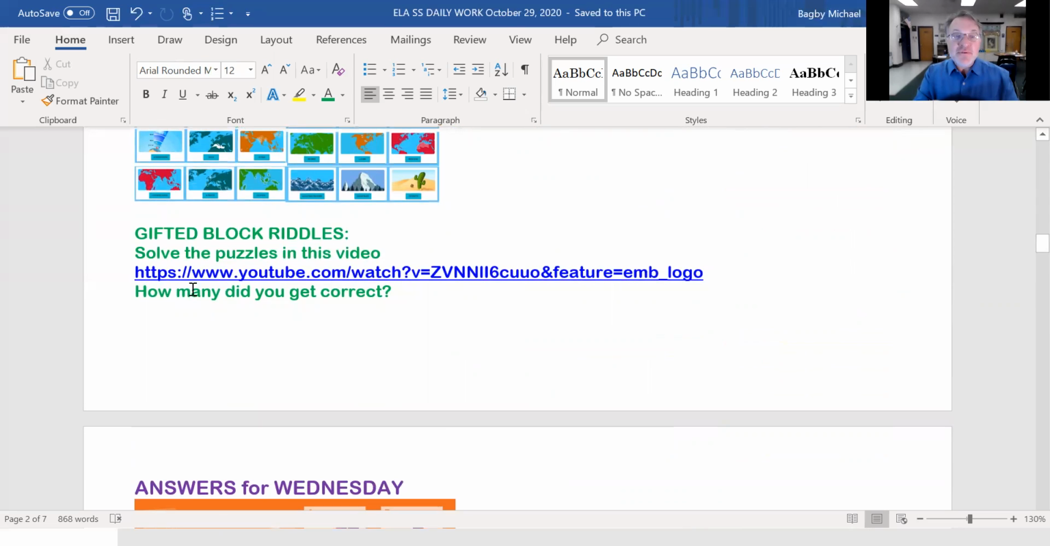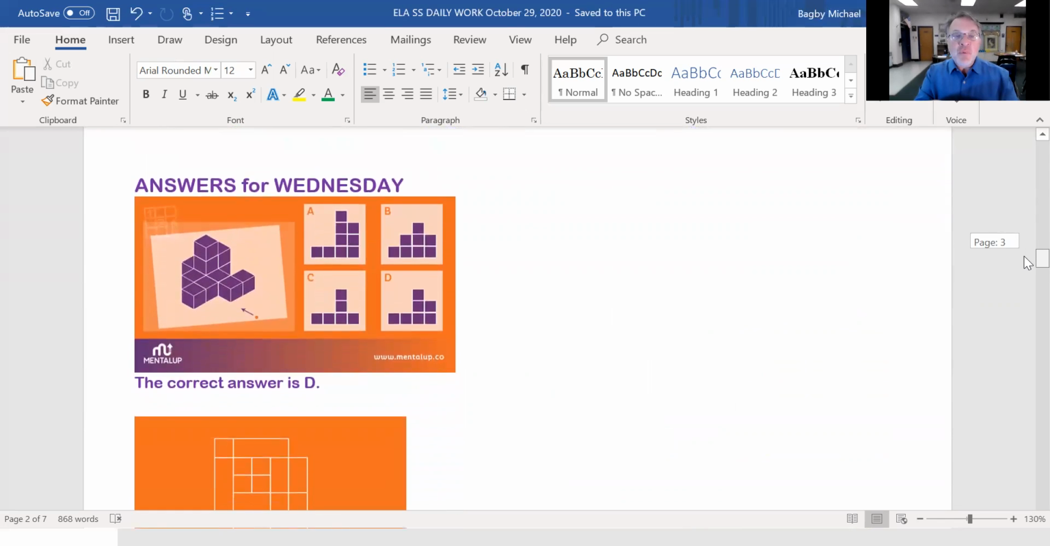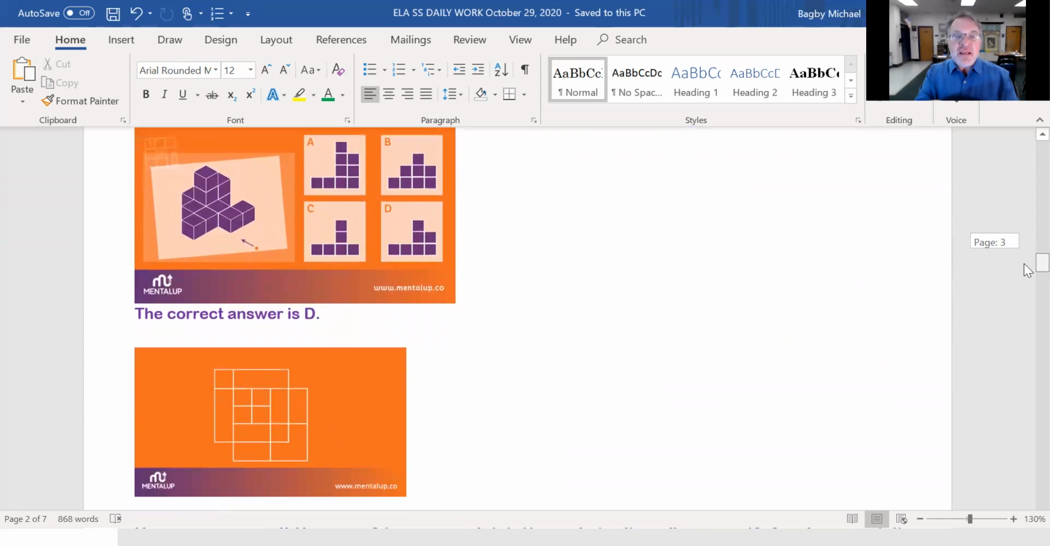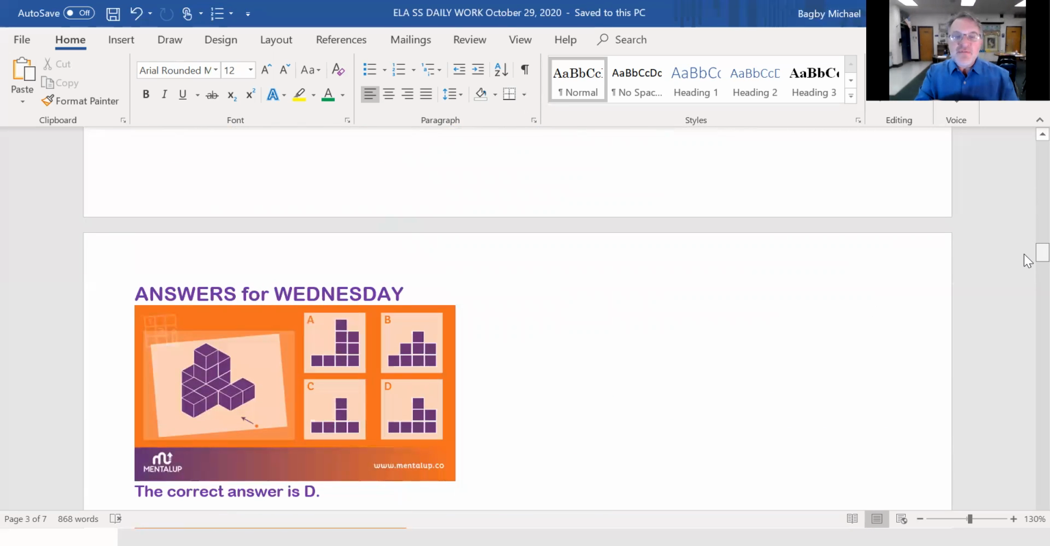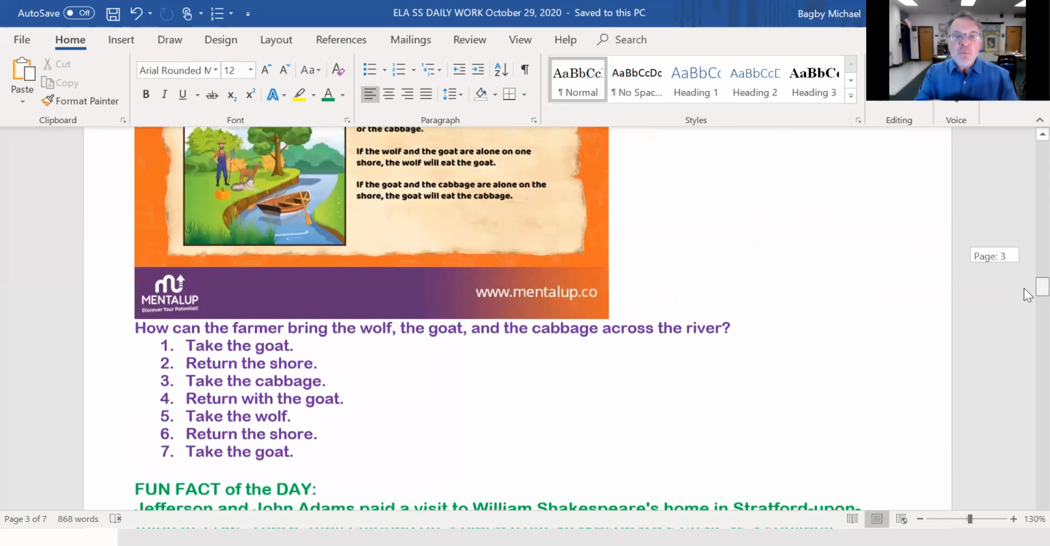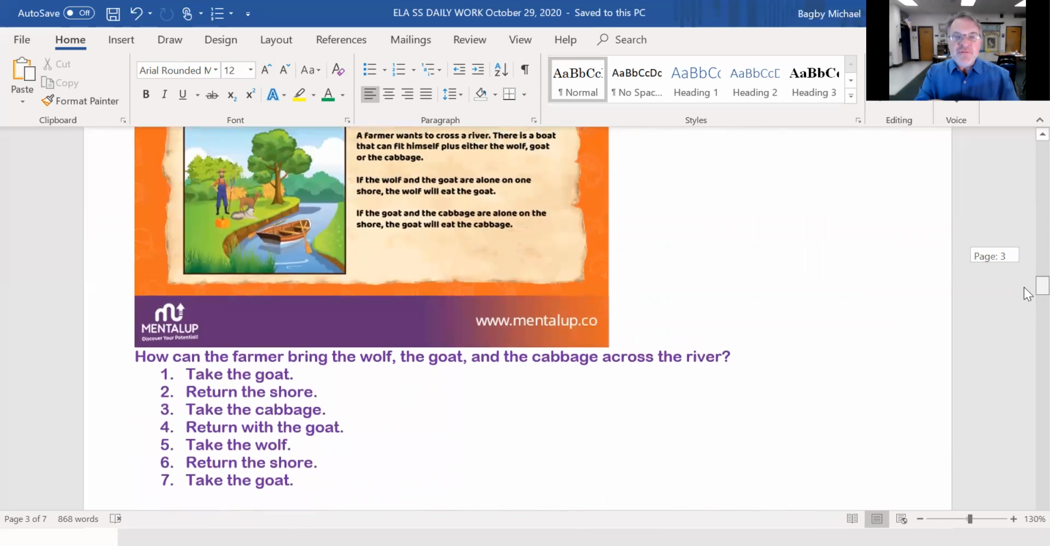Today, the Gifted Block Puzzles is actually a YouTube video, and see how many you get correct. The answers for Wednesday: the correct answer to that one is D. There are 17 squares total in there. And this gives you the order in which you would have to do the transfer of those creatures and the cabbage from one shore to the other.